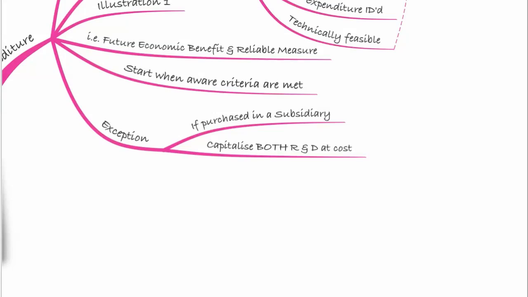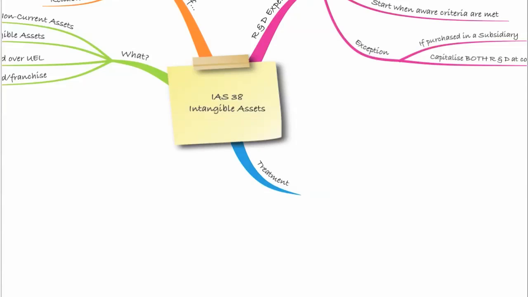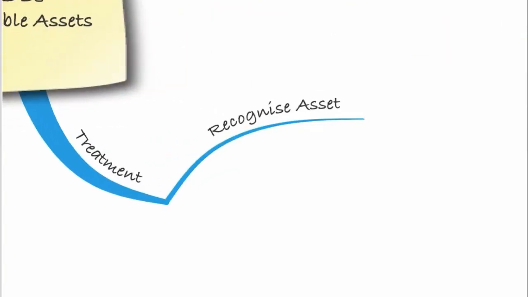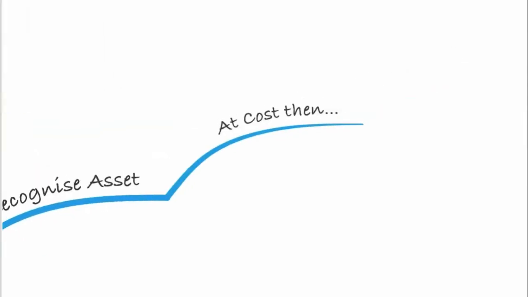Now, the next area I want to look at is the treatment for intangible assets. We know we recognize the asset if it meets the criteria, and we recognize it at cost.